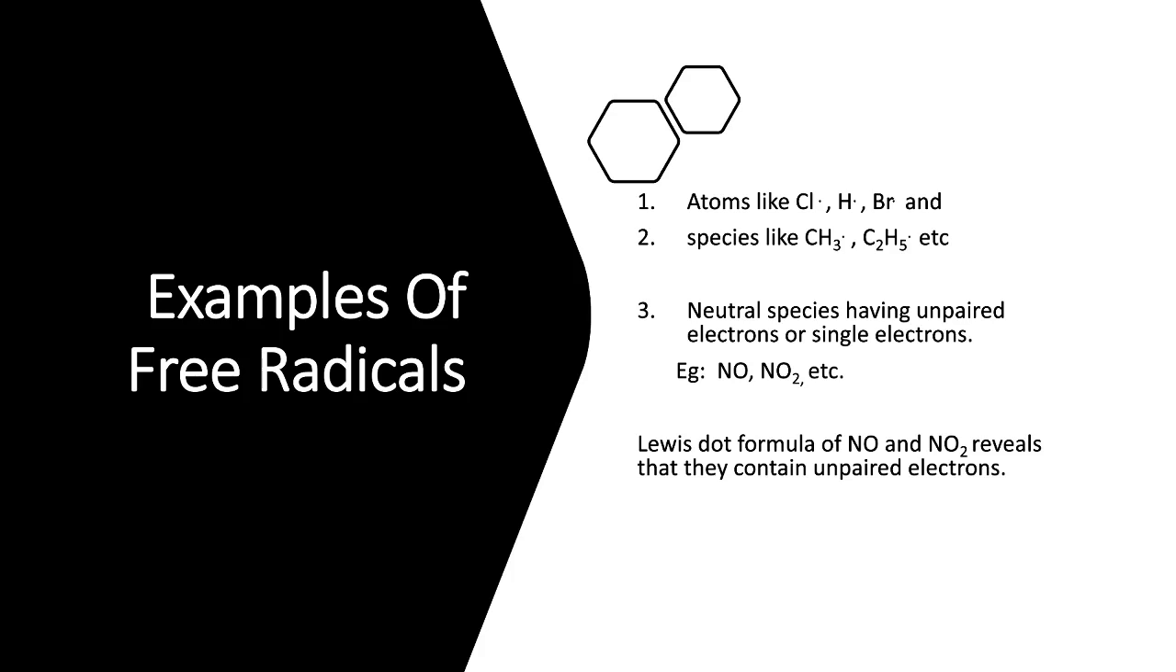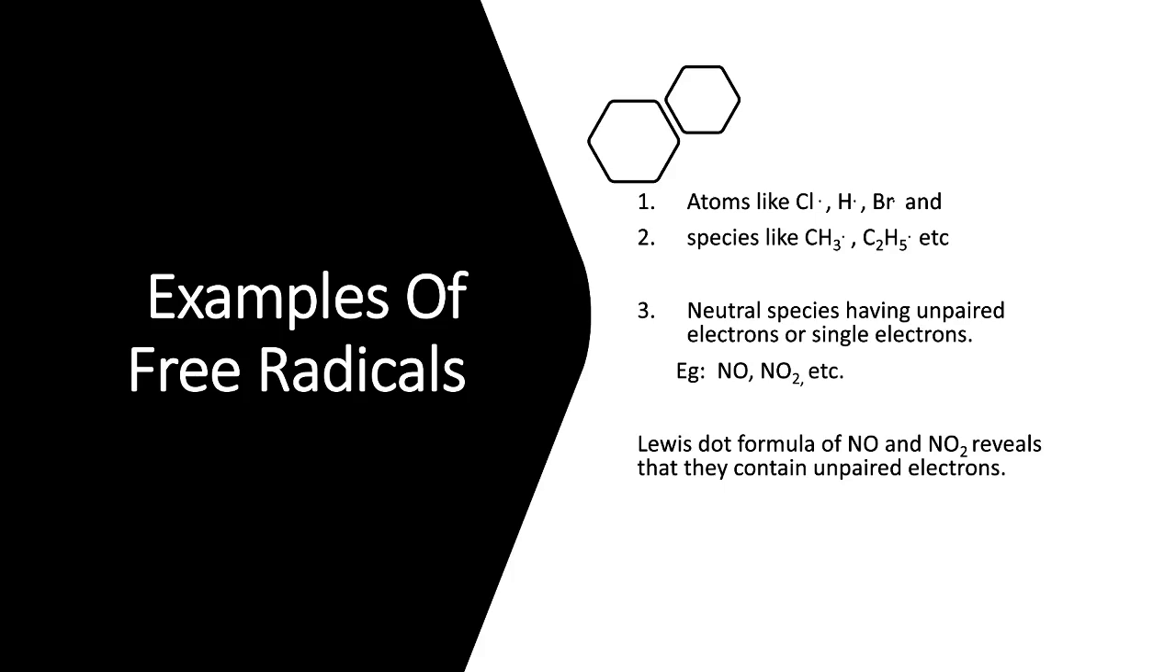So free radicals are the species which contain an unpaired electron or odd electron or single electron. They are classified into three types. First one is atoms with unpaired electrons, second one is species with unpaired electrons, and third one is neutral molecules with unpaired electrons. They also act as free radicals, we said.